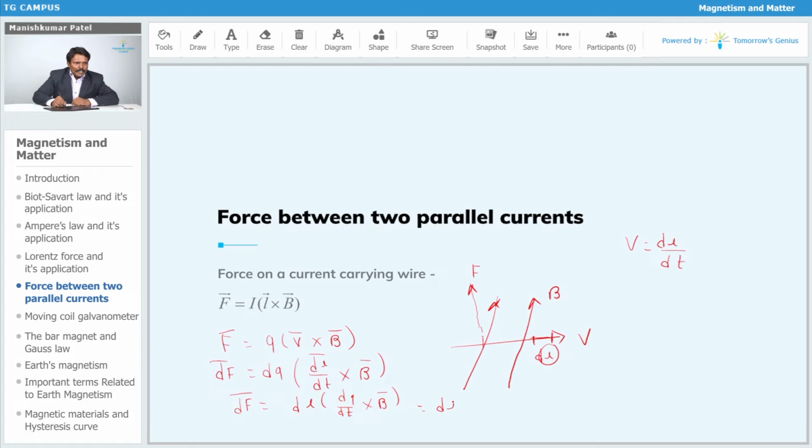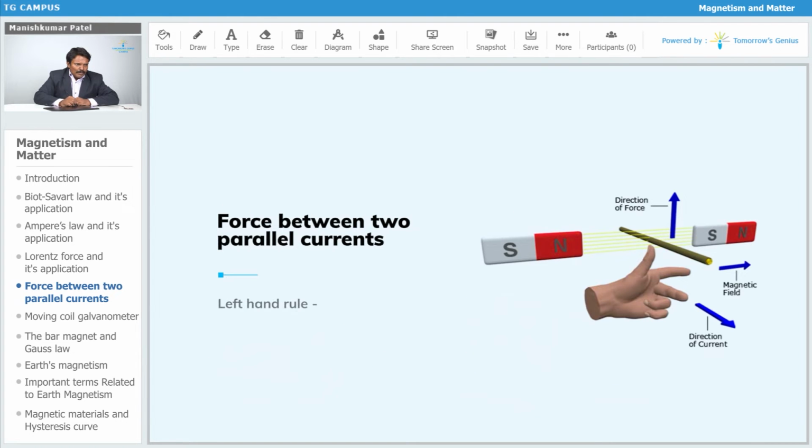Again, this one you can write as dL, then dq by dt is your I, and this is B. So definitely now it becomes dL I cross B, and further, I can write it down. Definitely this I is a constant, and then you can write it as I into L bar cross B bar. So this is actually for your force on a current carrying wire, where it consists of only one wire, and for the expression, either you can use F = Q V bar cross B bar, or you can go for I into L bar cross B bar.